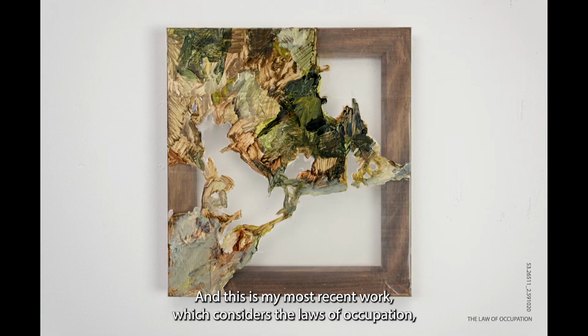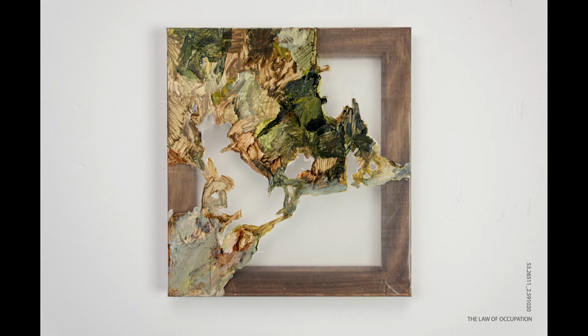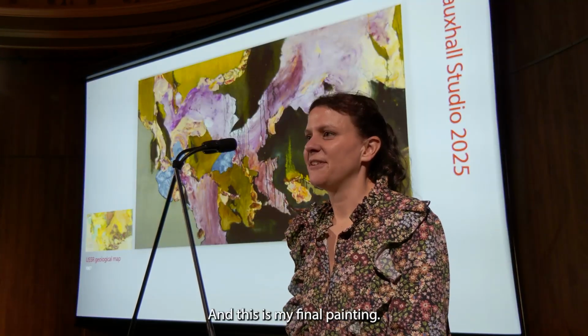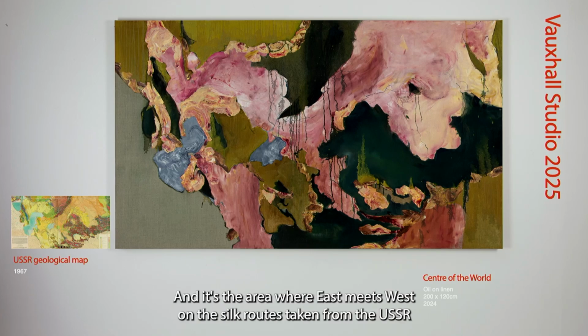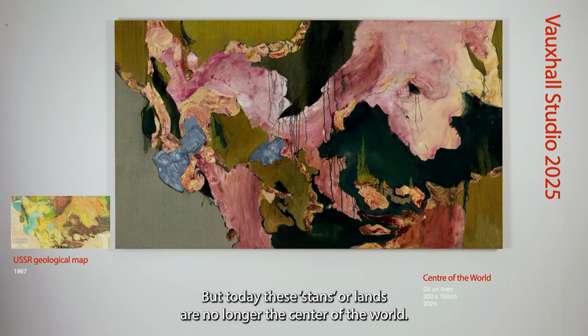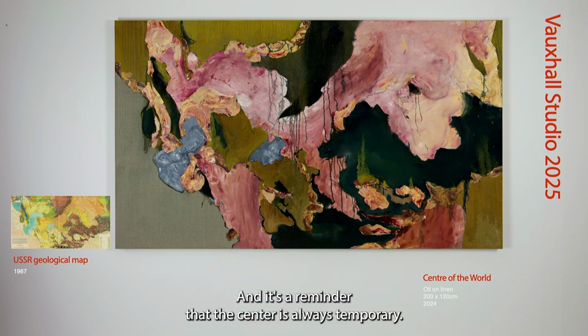And this is my most recent work, which considers the laws of occupation, taking maps of countries made by the outsiders who want those countries and eventually own them. And this is my final painting. It is called The Center of the World, which it once was. And it's the area where east meets west on the Silk Route, taken from the USSR geological map of 1967. But today, these lands are no longer the center of the world. And it's a reminder that the center is always temporary.